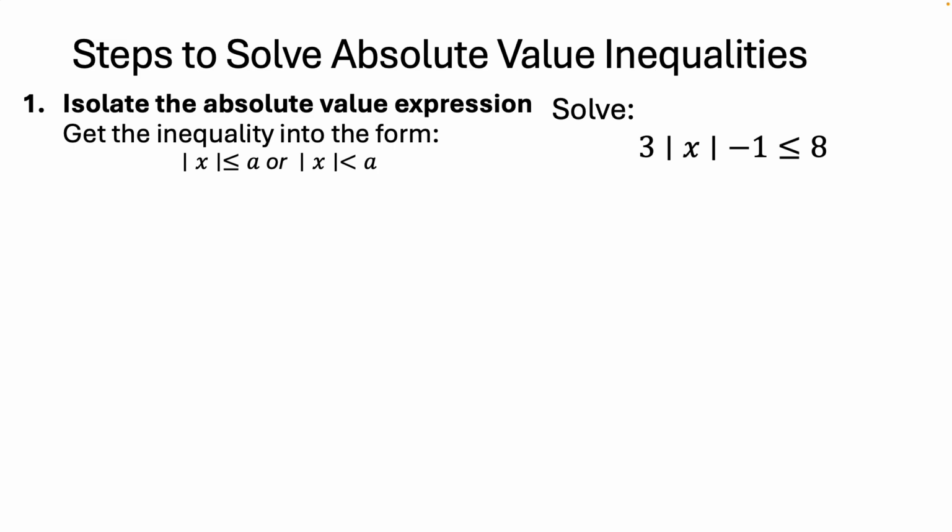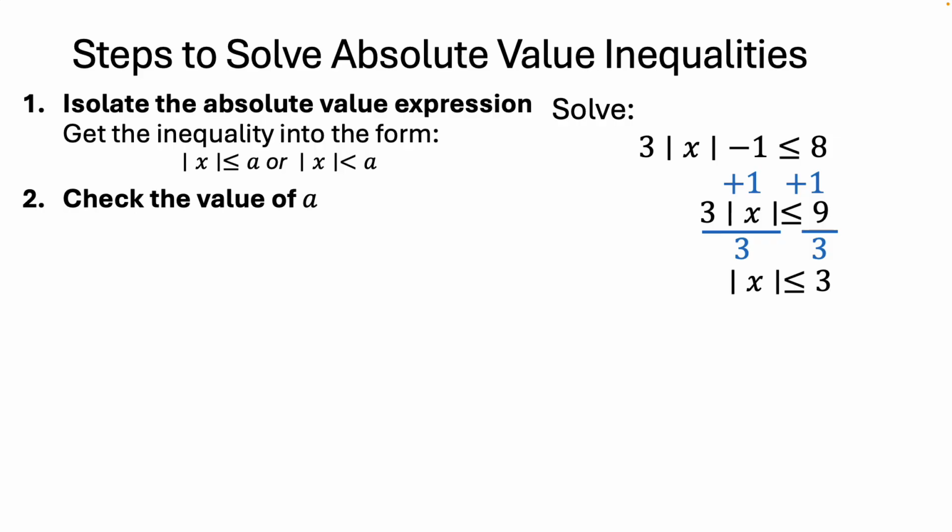So let's add 1 to both sides. This would give us 3 times the absolute value of x less than or equal to 9. Now let's divide both sides by 3. This would leave us with the absolute value of x is less than or equal to 3. Now we've isolated the absolute value of x.